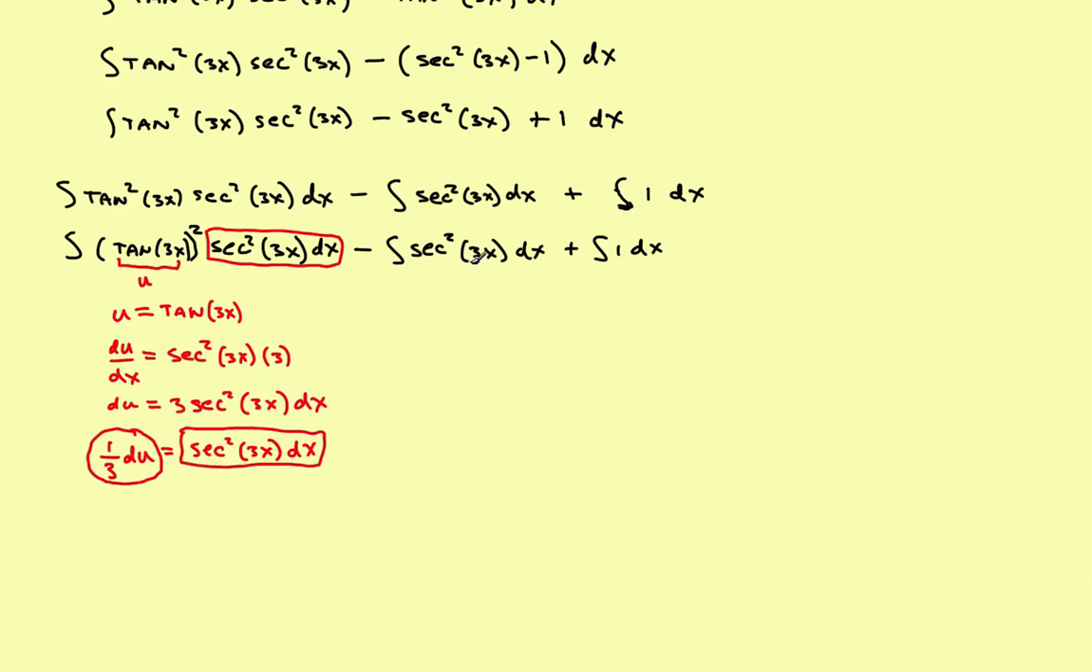Now let's take a look at the second integral. You've got an integral. The integral of the secant squared is the tangent, but this time you're going to let u be equal to the 3x on this problem. So we'll let u be equal to 3x.